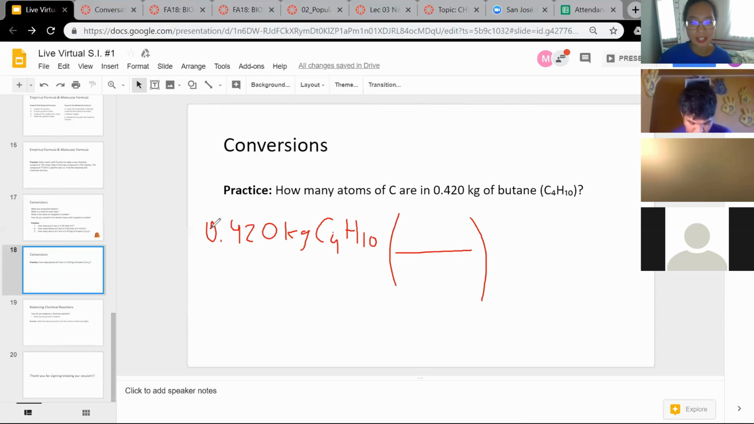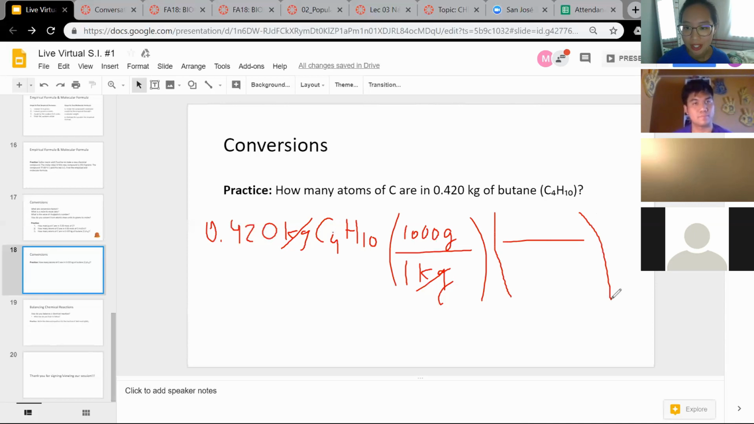So now we need to cancel out kilograms. We know that in 1 kilogram, there are 1,000 grams. So this will cancel out the kilograms. Next, we need to move from grams to moles, because after we find moles, we can use Avogadro's number to find atoms. So next, how do we do this? We need moles of C4.